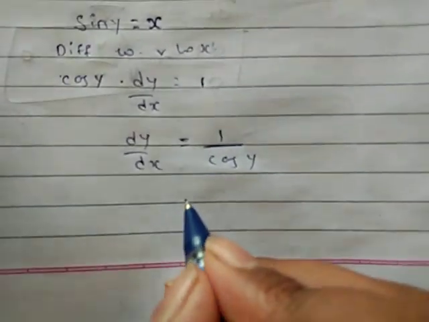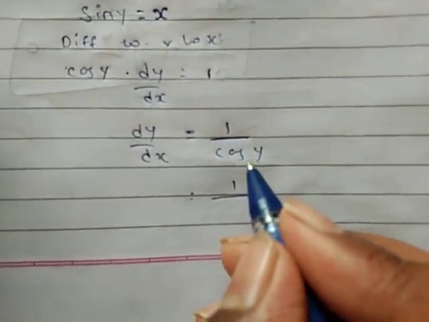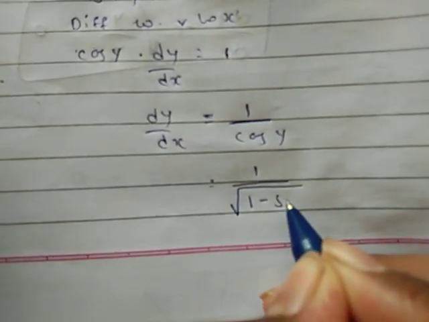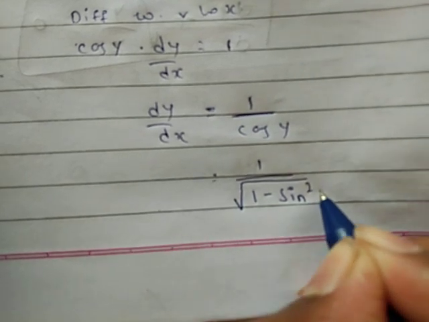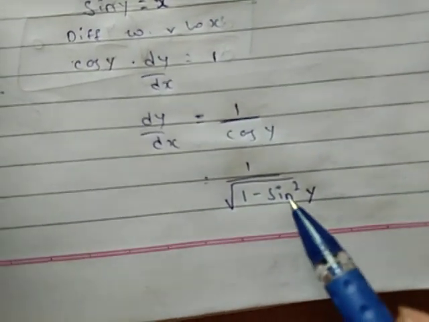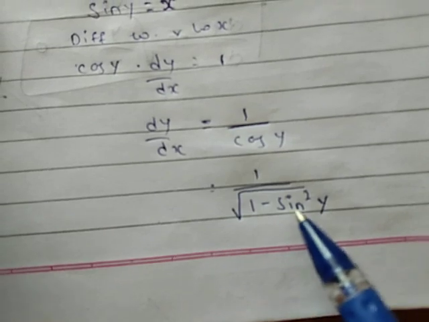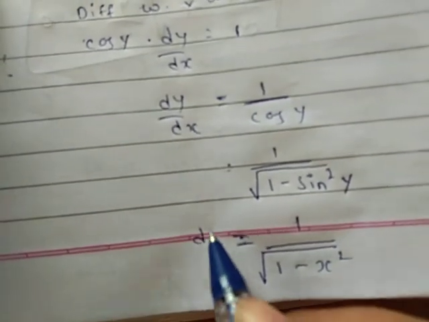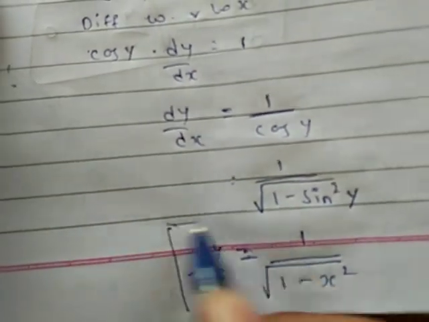Again observe here. 1 divided by cos y can also be written as 1 divided by root of 1 minus sin square y. Sin y means x, so sin square y is nothing but x square. So, 1 divided by root of 1 minus x square is equal to dy by dx. This is the standard derivative of sin inverse x.